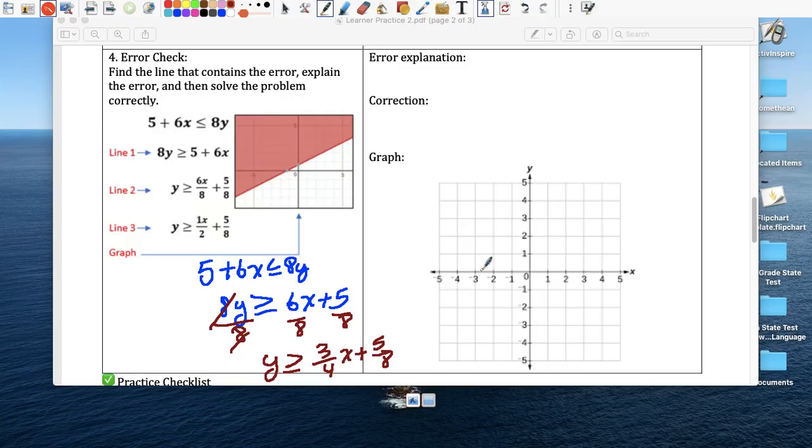Let's graph this. This one's going to be a little weird because the y-intercept is going to be 5 over 8 right here, a little bit more than half. So as best as you can, the slope is 3/4, which means change in y is 3, and change in x is 4. So let's count 3, 1.